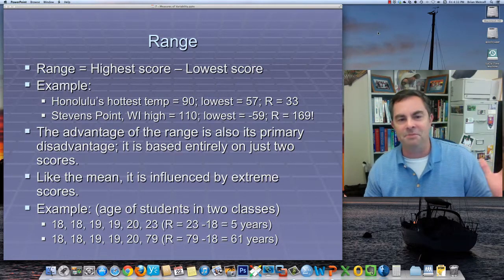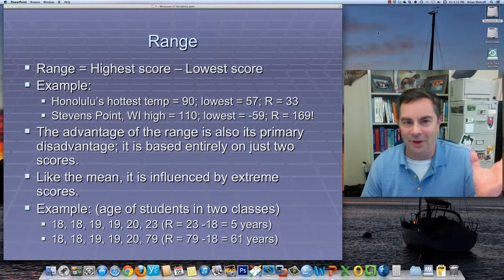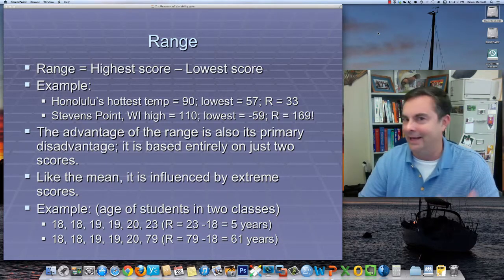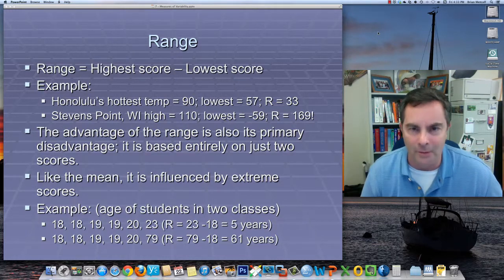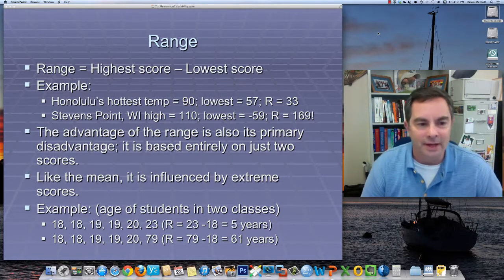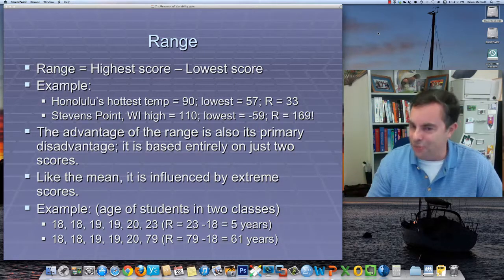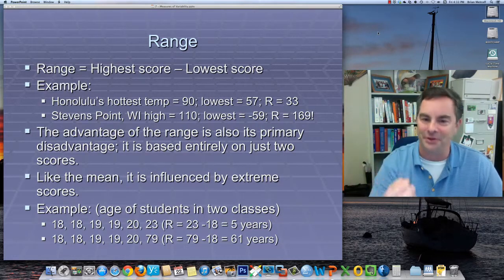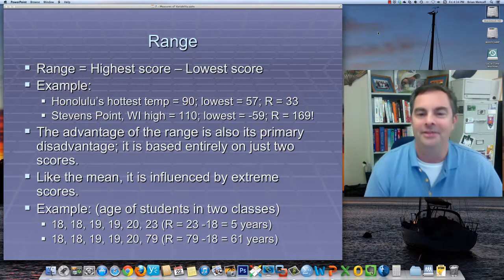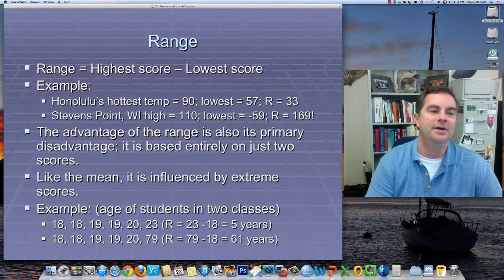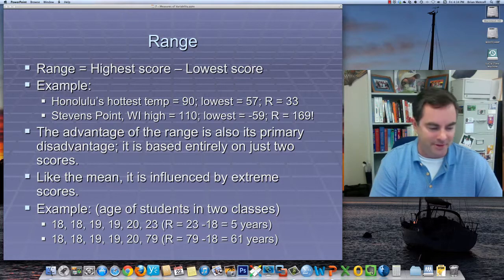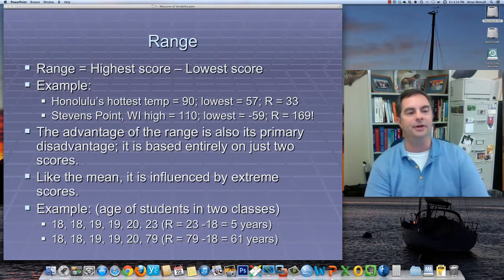Now, 110 degrees is pretty extreme. It's not like we have 110 degrees up there very often, and as I just said, we don't get temperatures like minus 59 very often. I've had only one day in my life that was like that. So it's a little bit exaggerated, a little bit extreme. It's not very typical to say that in a typical year, the range of temperatures up there is 169 degrees, okay? So the range is simple and quick, but that's also its disadvantage. Sometimes it's a little bit too quick, a little bit too sensitive to extreme scores or extreme data.